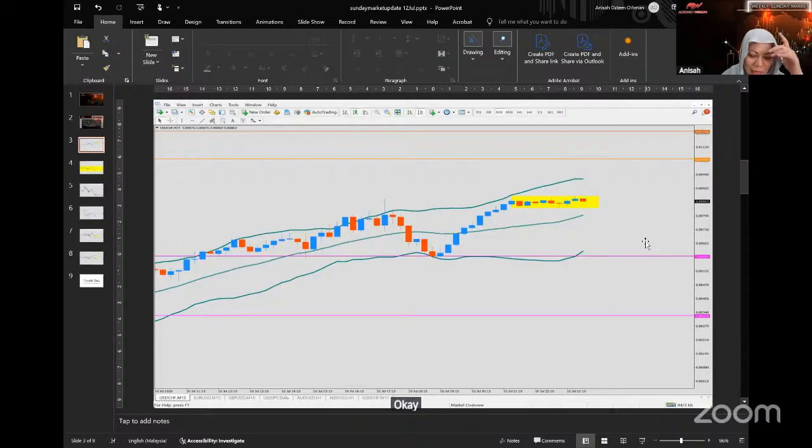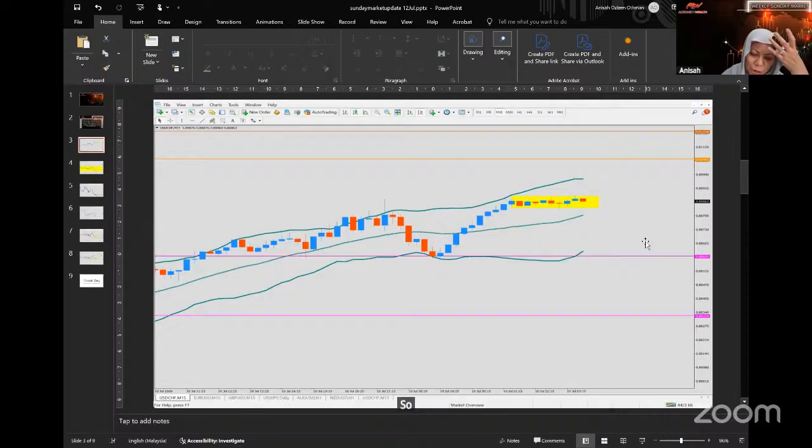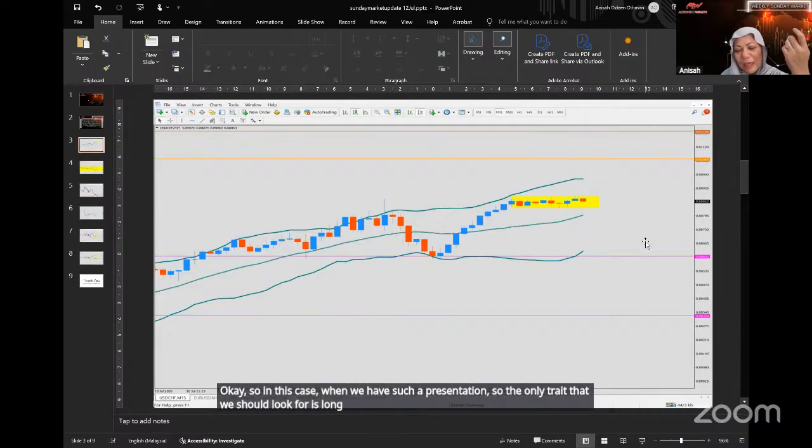So what does it mean? When M15 is an uptrend, and all the time frames that we use, daily, H1 and M15, are uptrend, M15 shows the momentum is heavily dominated by buyers. So in this case, when we have such a presentation, the only trade that we should look for is longs, because all time frames are aligned upward.